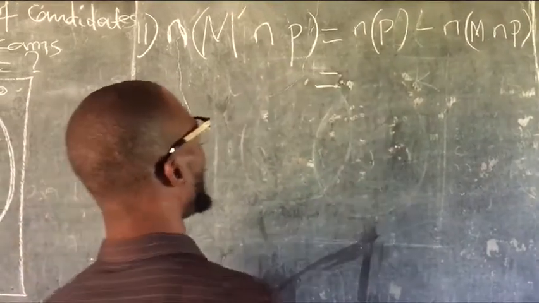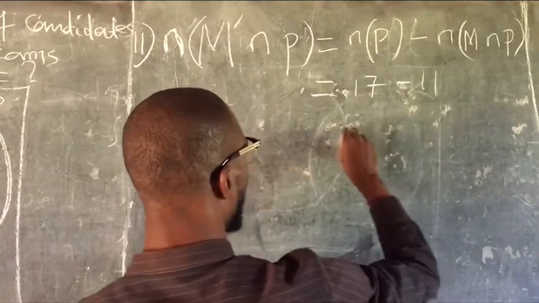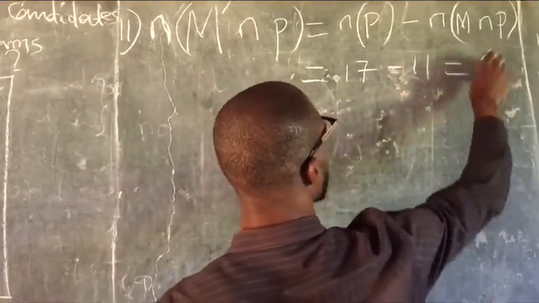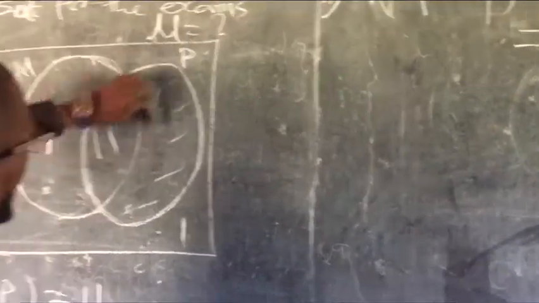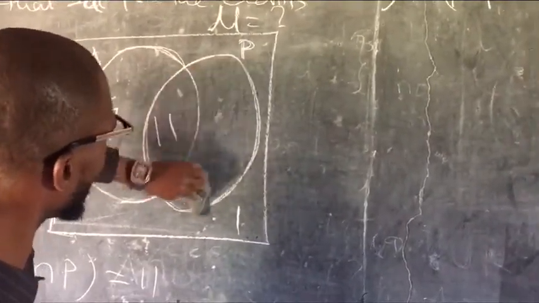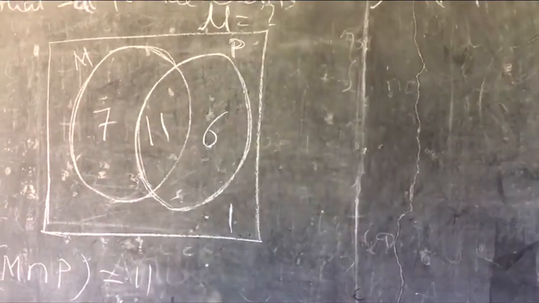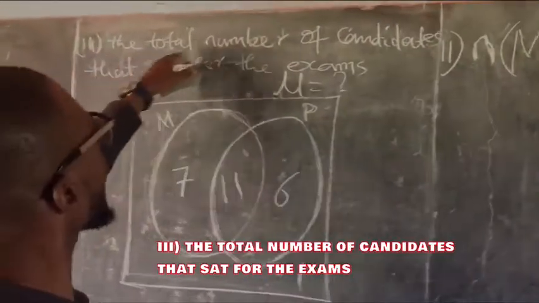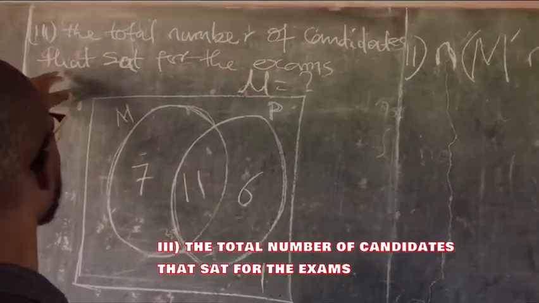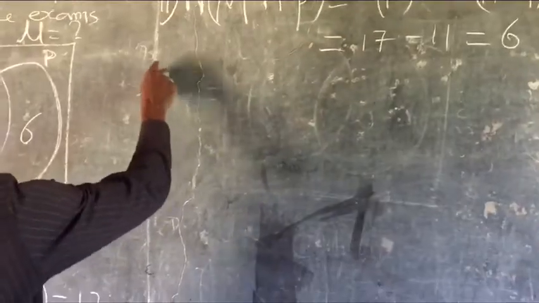So if I do that one, I'll get 17 minus 11, and that one will give me 6. So for here now, I get 6. And then the last question says to find the total number of candidates that sat for the exams. So question number 3.